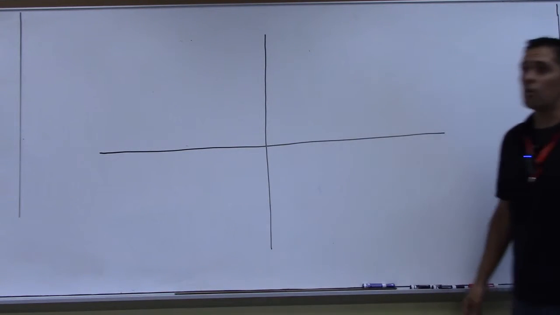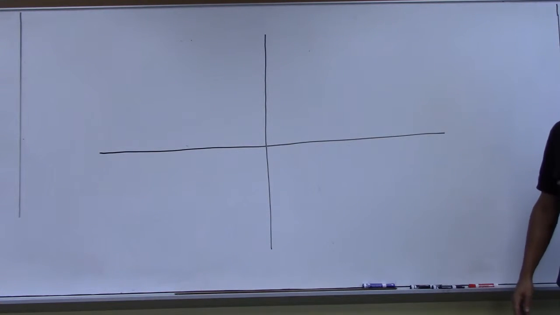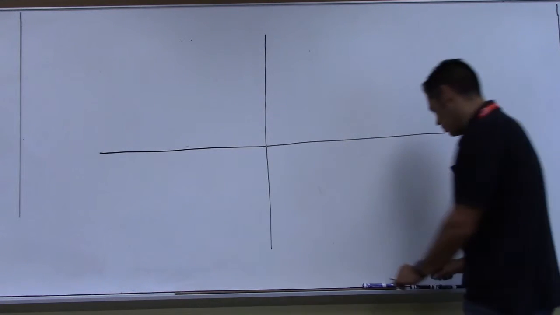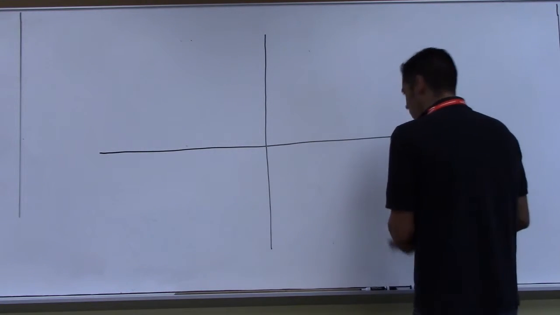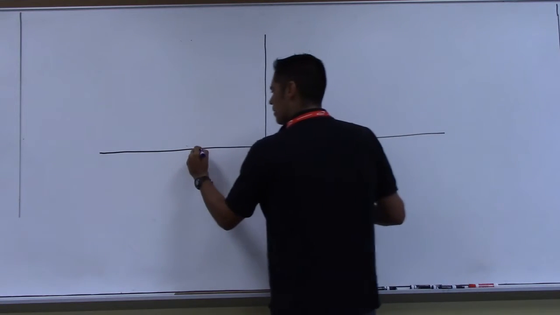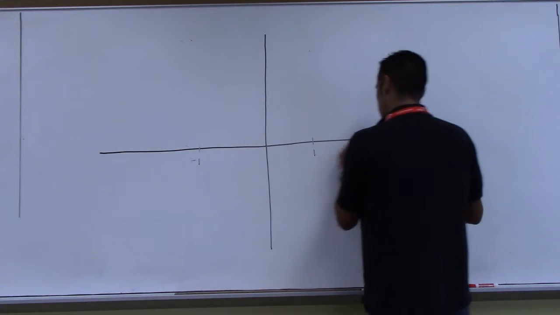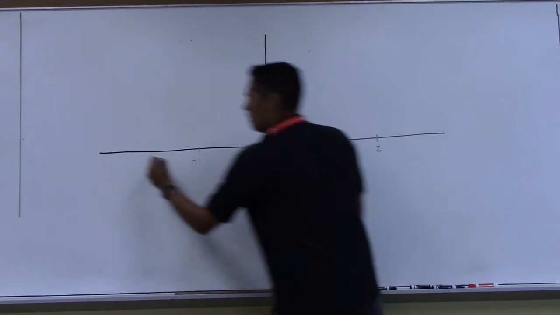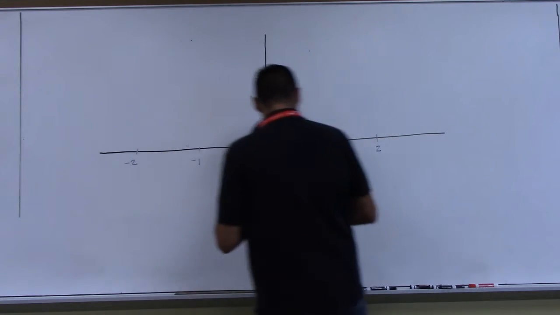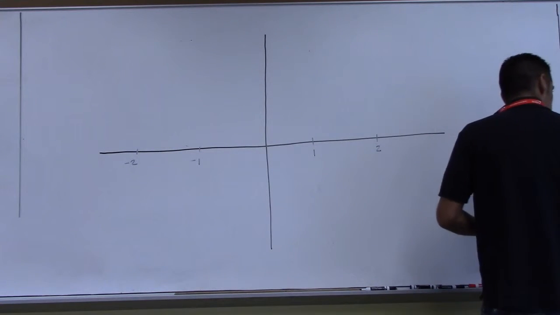Okay, I'm going to draw a function, and then we're going to draw its derivative after that. So here's the function I'm going to draw. Let's see here. I'm going to put some points in here: -1, 1, 2, -2.